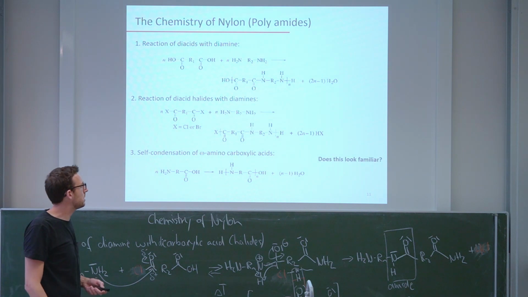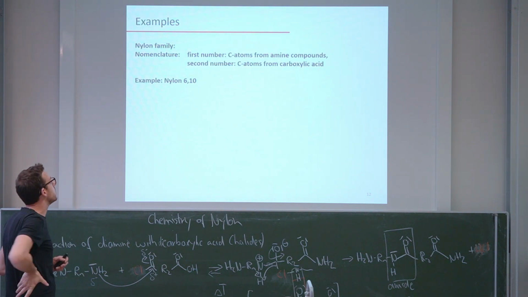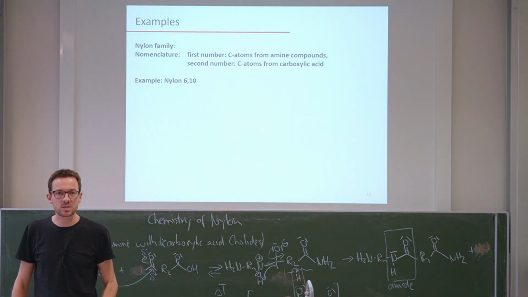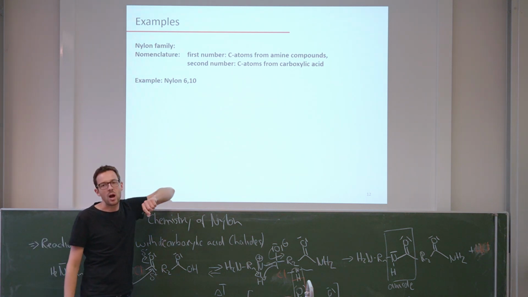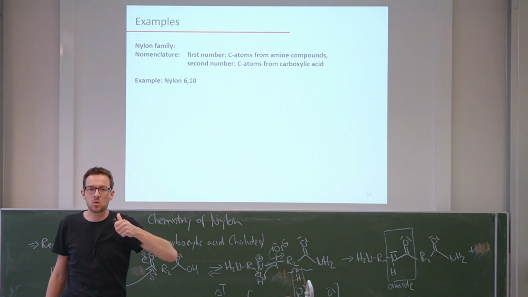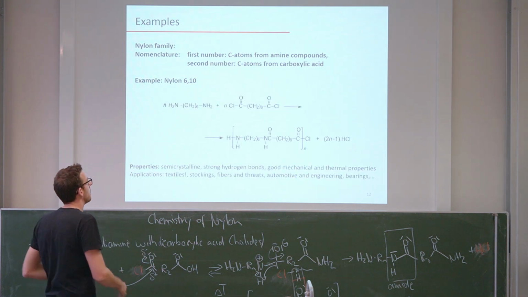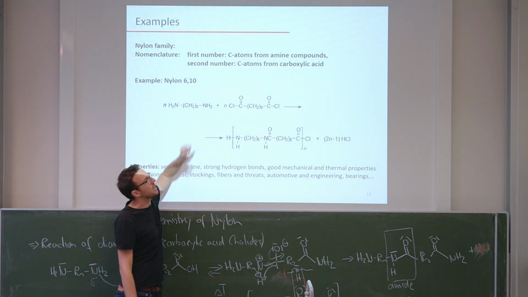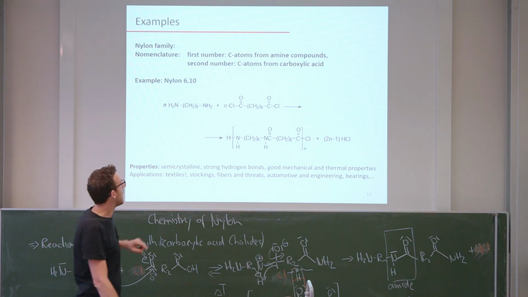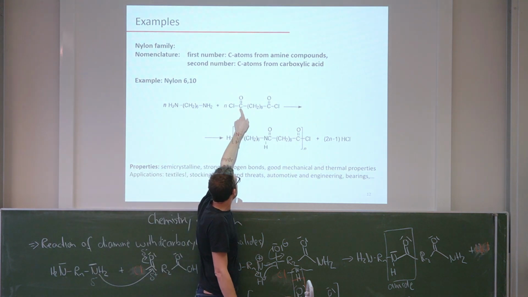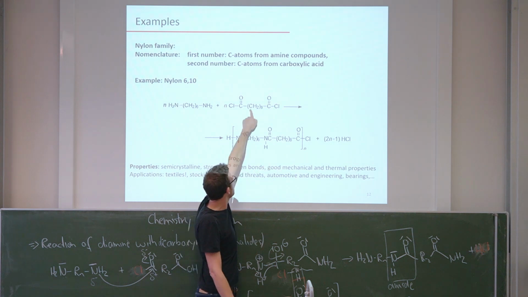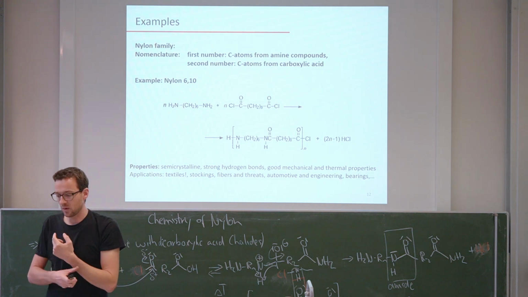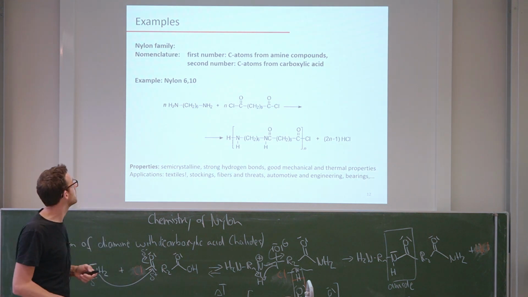So here again is the chemistry of nylon. Maybe one word to the nomenclature. Very often you read something like nylon 6,6, nylon 6,10, nylon 6. These numbers simply denote the numbers of carbons in the amino molecule and in the carboxylic acid molecule. So as an example, nylon 6,10 is made from an amine that has a C6 chain in between and an acid chloride that contains 10 carbon atoms. 8 in the chain, 9 and 10. And this is why it's called nylon 6,10. So you count the carbons.